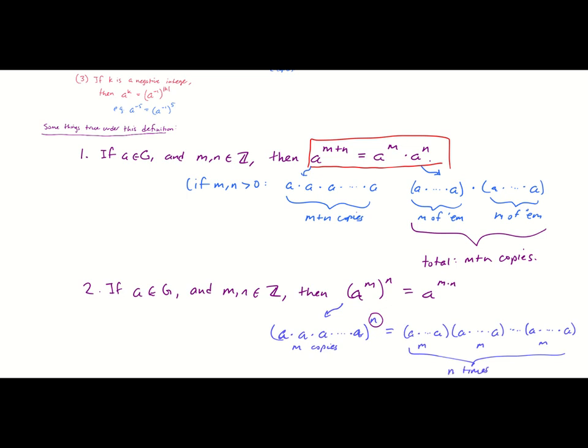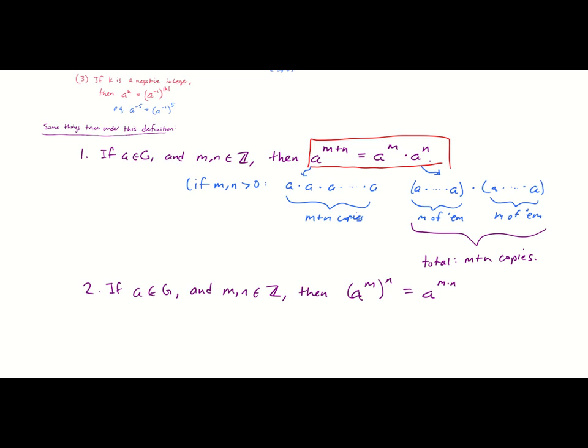Okay, but then how many a's do I have altogether? Well, I have n groups of m factors each. So the total number there, and again, I can reassociate these without any trouble, the total is m times n copies. So that's why this is equal on the right to a to the m times n.